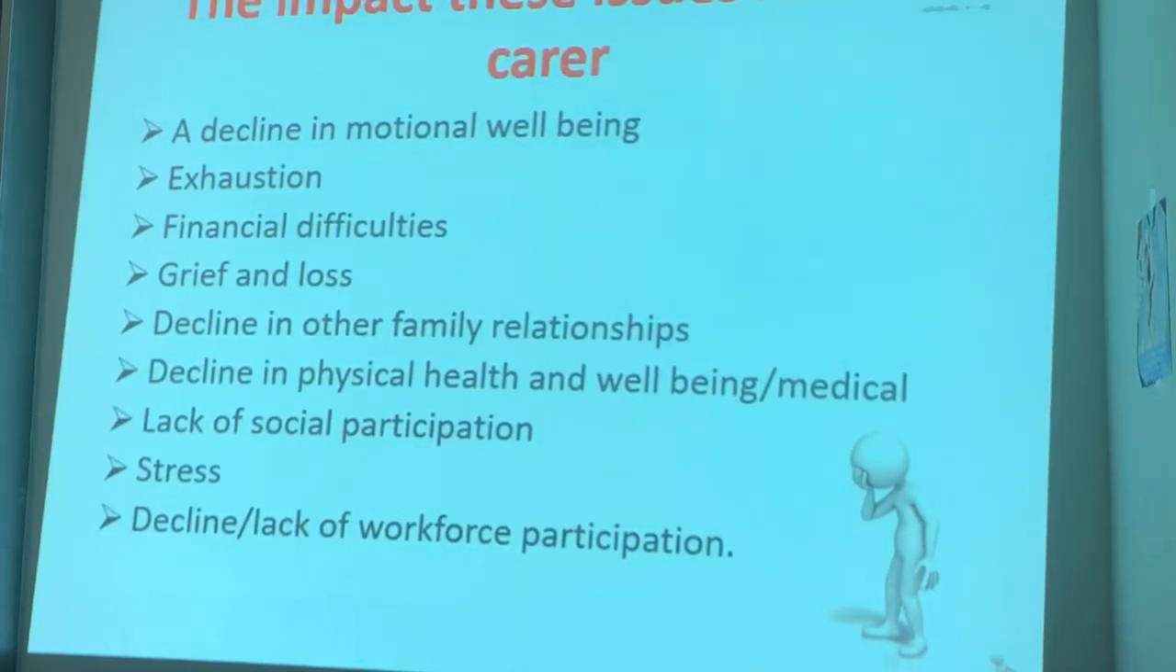A decline in emotional well-being, exhaustion, because you will be the one to do everything. Okay? Showering your parents, washing your parents. Of course, you only depend on the allowance that Centrelink will give to you as the personal carer of your parents. Okay? So, any questions with regards to this?